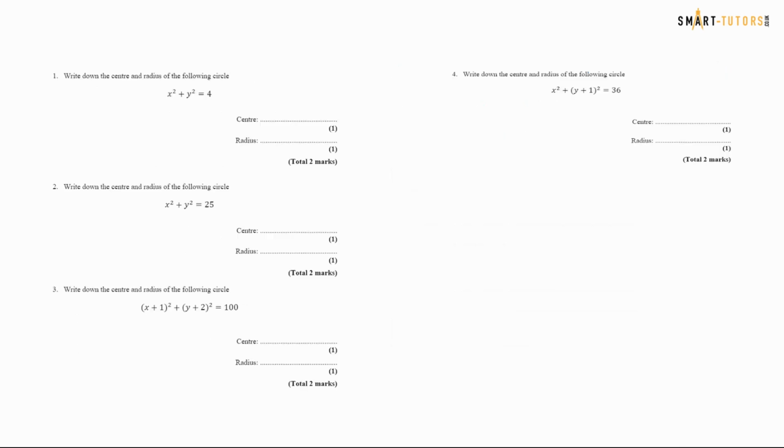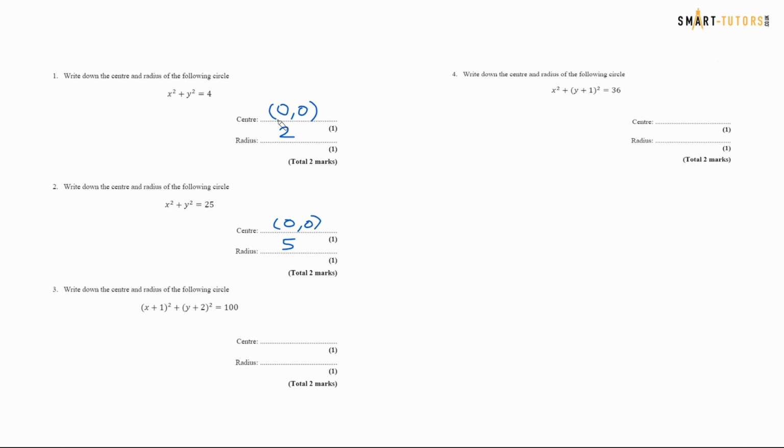Question number 1. Write down the center and the radius of the following circle. x squared plus y squared equals 4. Immediately you can see the center point has to be 0, 0 because the format is x squared plus y squared. And the number 4, take a square root of it, the radius is 2. Question 2, same situation. The center is 0, 0 and the radius is the square root of 25, which is 5. So the answer for question 2 is 0, 0 center and the radius is 5.